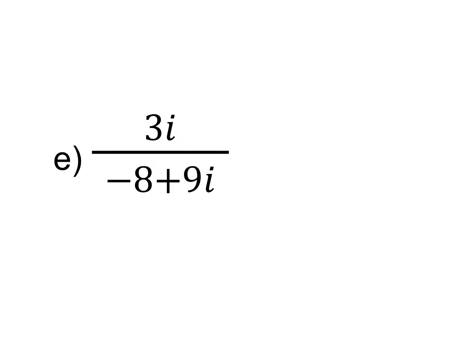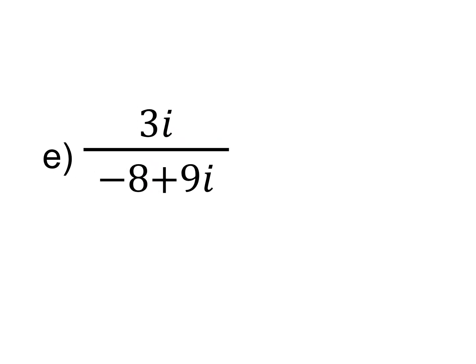Cool. Let's do another one. We have another binomial in the bottom, so I'm going to have to multiply it by another binomial. And remember, you only change the sign in front of your imaginary number. You don't change this sign right here. It'll mess things up. Okay, so we're going to do negative 8 minus 9i. We're going to multiply the top and the bottom by that.